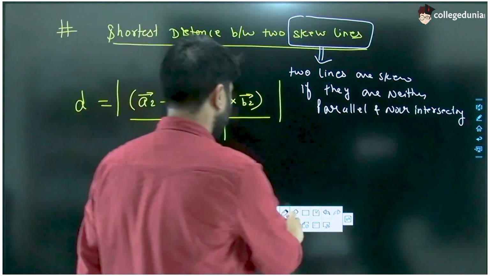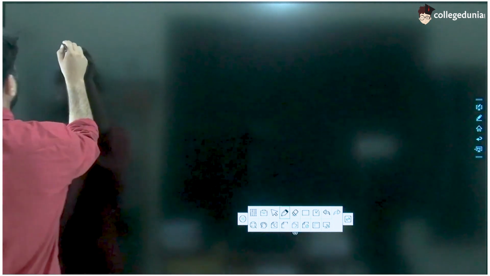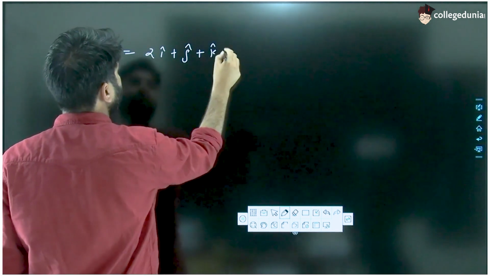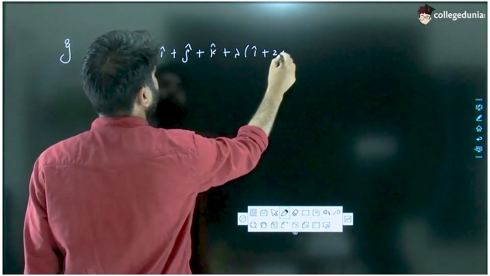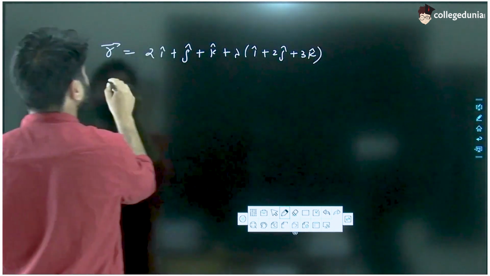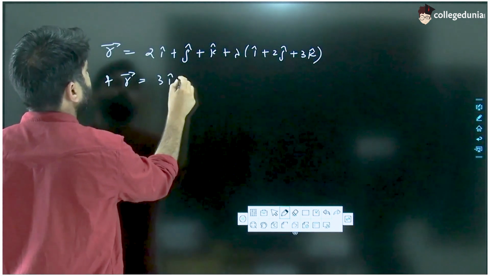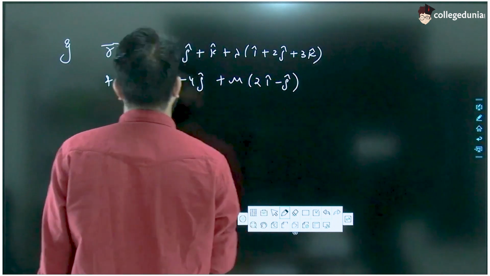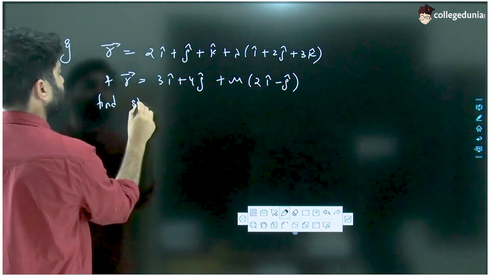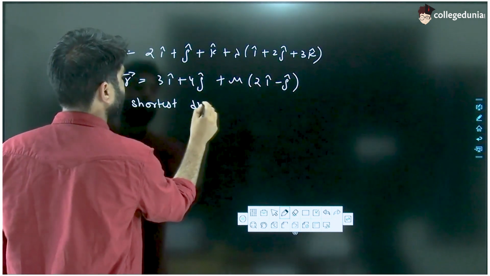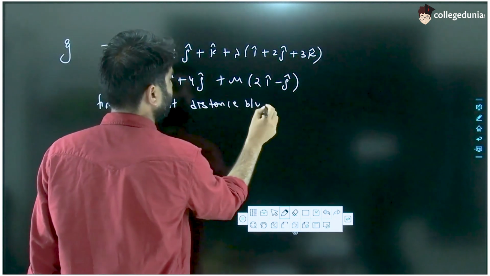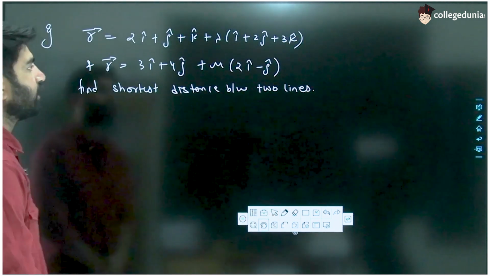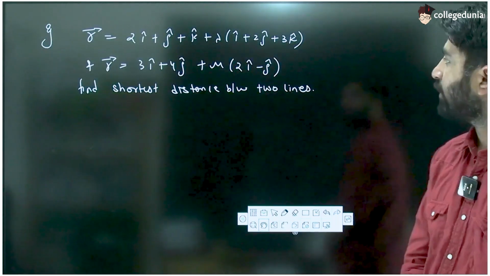Okay, so for example, let's say we have to find the shortest distance between two lines: 2i plus j plus k plus lambda times (i plus 2j plus 3k), and 3i plus 4j plus mu times (2i minus j). Okay, and we have to find the shortest distance between the two lines.